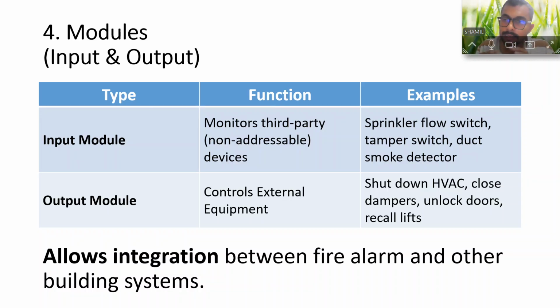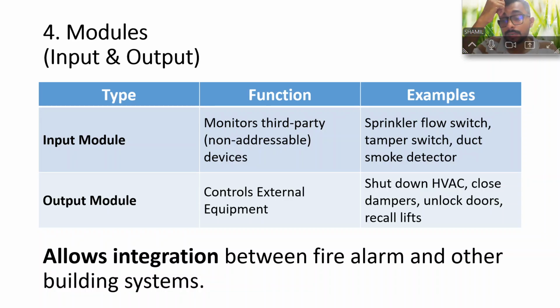The second category of modules is the output module. The purpose of an output module is to control the external equipment. Whenever there is an alarm, these output modules, when installed near the HVAC system, will receive a signal from the fire alarm system to shut down the HVAC system. The shutting down part is actually as per the code regulations.